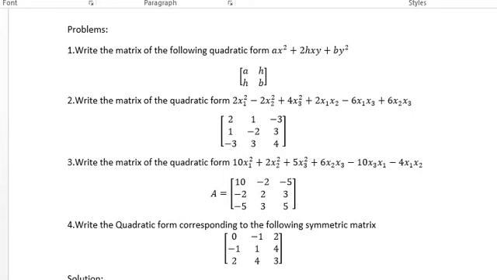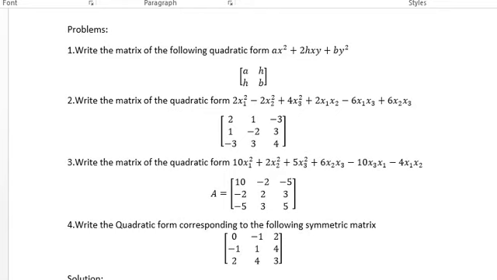Now, first row, third element. That is half the coefficient of x1, x3, which means minus 3. So the first row becomes 2, 1, minus 3. Now the second row, first element will be half the coefficient of x2, x1. That is again 2 by 2, which is equal to 1. Next is the coefficient of x2 square, that is minus 2. The third element will be half the coefficient of x2, x3. The coefficient of x2, x3 is 6, so half of it means 3. So the second row becomes 1, minus 2, 3.